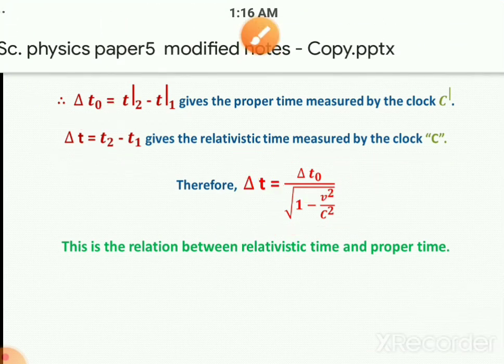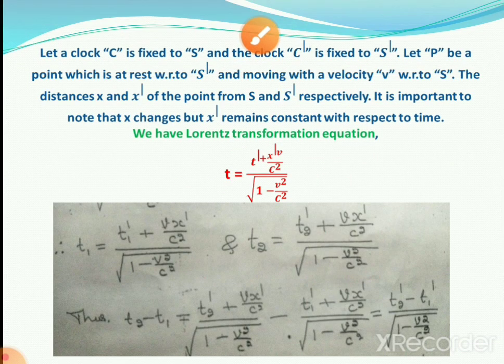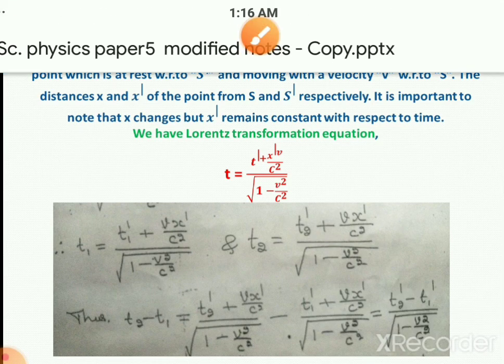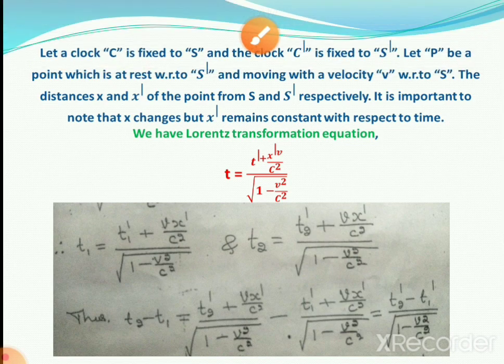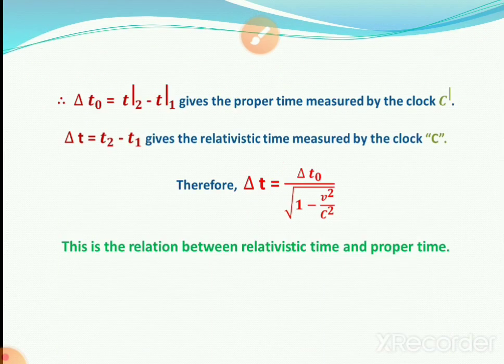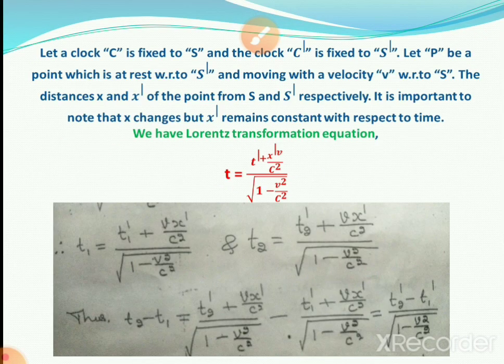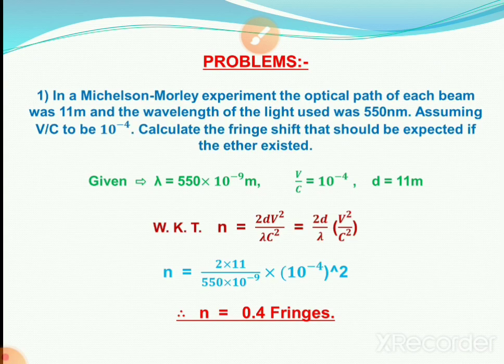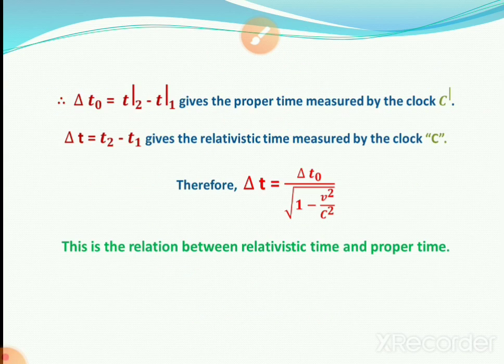So in this equation, t2 dash minus t1 dash, take it as delta t naught, divided by square root of 1 minus v square by c square, and therefore delta t is equal to delta t naught divided by square root of 1 minus v square by c square. So, this is about the time dilation.